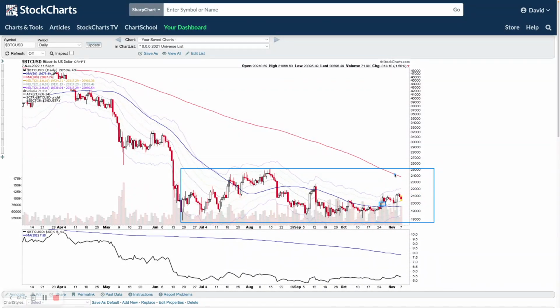The 200-day moving average has moved into the structure itself, so it's getting much closer to potential stage 2 territory. To get back to stage 2, we'd be looking for a move up and out in this kind of range up here, the 27 to 30 thousand area.